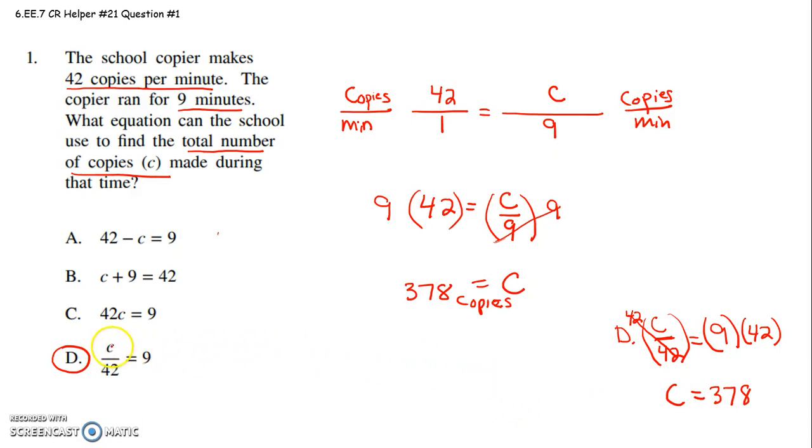So that's how I went about it. You can also just think about it: if you took the total number of copies, divided by the number of copies per minute, you'll get how many minutes the machine has run. But for some, that might be a harder jump right away. I hope that helps.